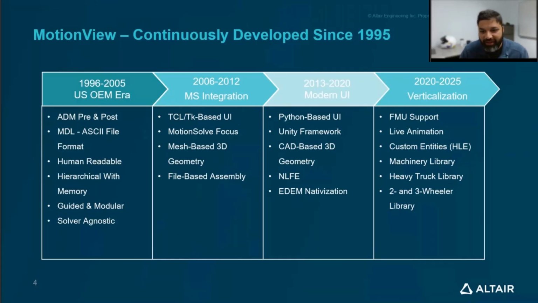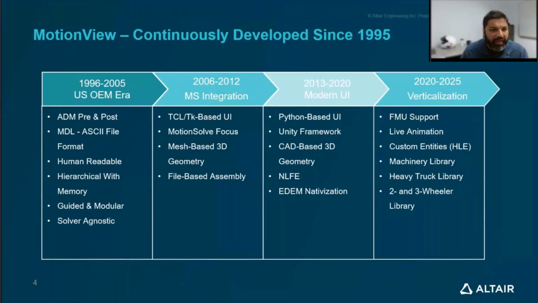what has already transpired. So MotionView has been in continuous development since 1995. In 1996 is when the first release happened, and that is what we can frame as the US OEM, automotive OEM era.